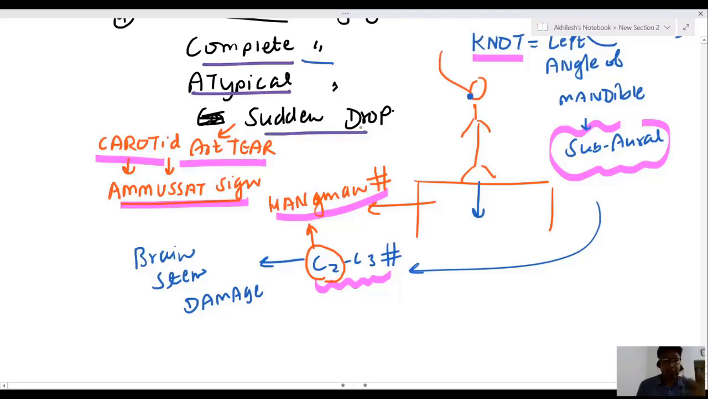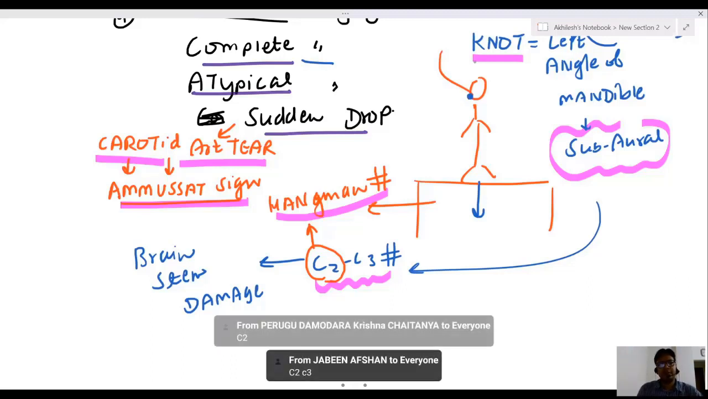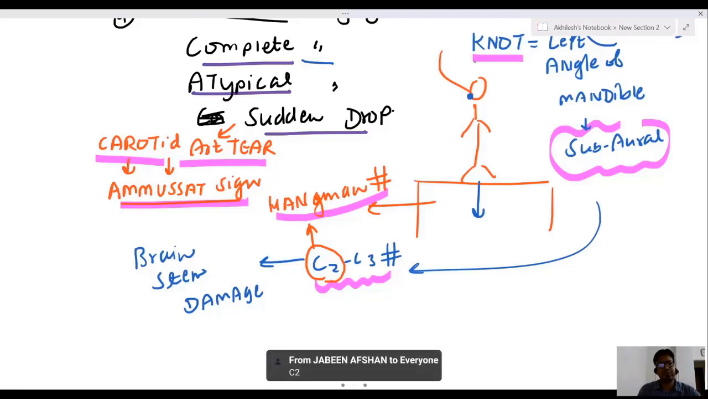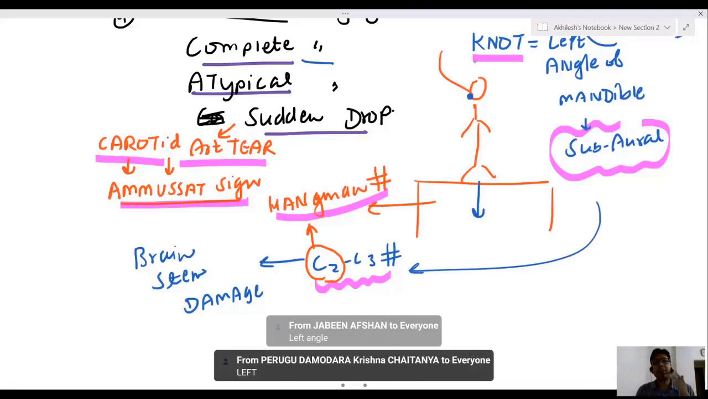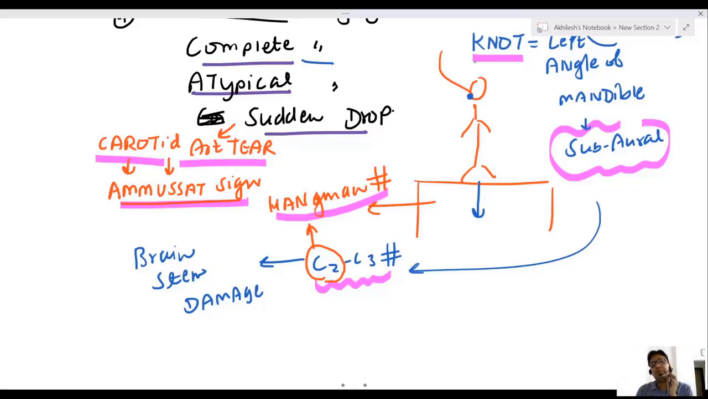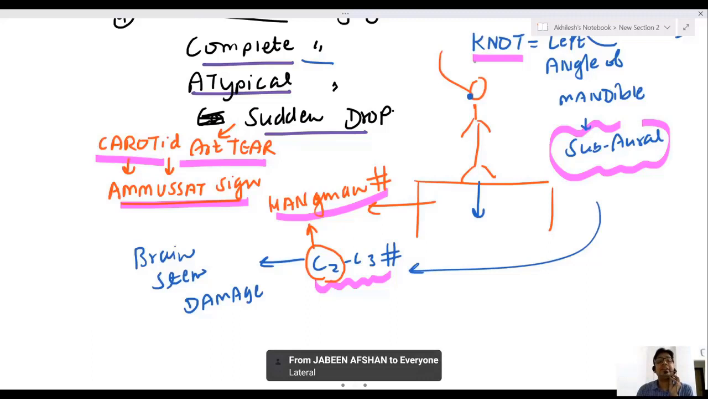But Doctor Saab, sometimes a question comes. I'm putting two questions. First question, hangman fracture is a fracture of which vertebra? No, C2, C3 is the right answer, but specifically C2. Okay. Hangman knot is present on which side, right or left? Left. Anterior part or lateral part? Lateral. That is left lateral, just below the angle of mandible, suboral.